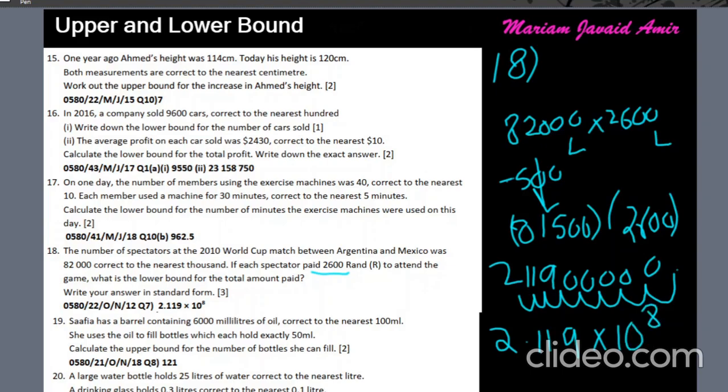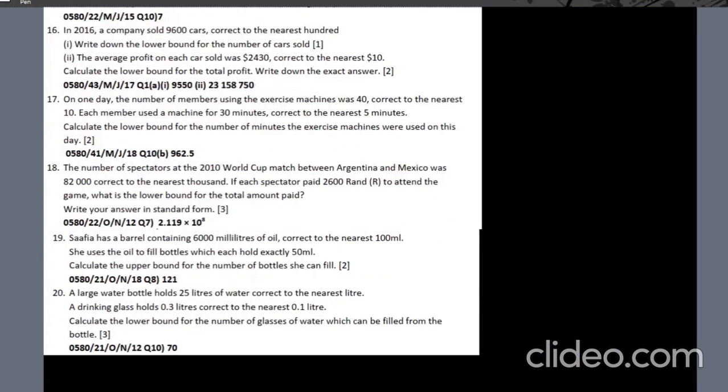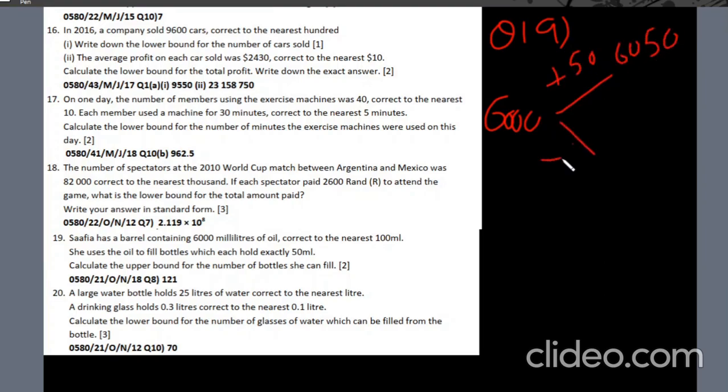Okay, question 19. Safia has a barrel containing 6000 ml of oil, correct to the nearest 100 ml. So 6000 correct to the nearest 100 ml will mean add 50, we get the upper bound, subtract 50, we get the lower bound. Alright, and then she uses the oil to fill bottles, each hold exactly 50 ml. Calculate the upper bound for the number of bottles she can fill.